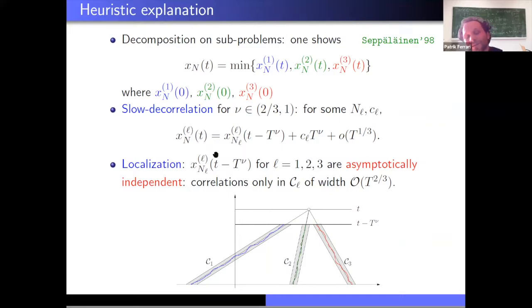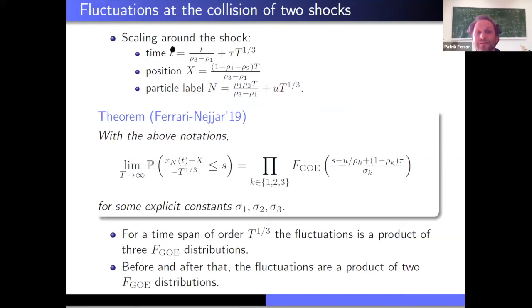So slow decorrelation tells me that for each of these initial conditions, the position of particle n at time t is very well approximated by the position of another particle with a different index at a time which is quite far away from the final time. So remember that capital T, you can think that it is equal to this one.